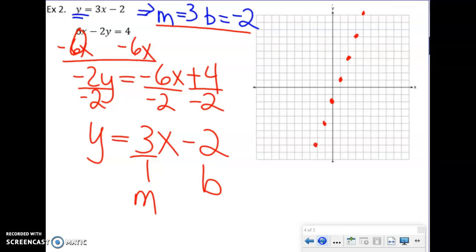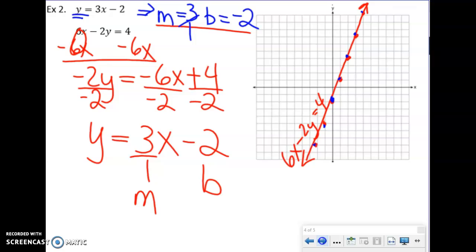I'm going to go ahead and connect these points, put an arrow on it, and label it with the original equation 6x minus 2y equaling 4. So I've graphed that one. Time to graph the blue one. Well, what's going to happen here? Negative 2 on the y-axis is the same point I started at last time. A rise of 3 and a run of 1 is the same slope. So what we have here is actually the same line.